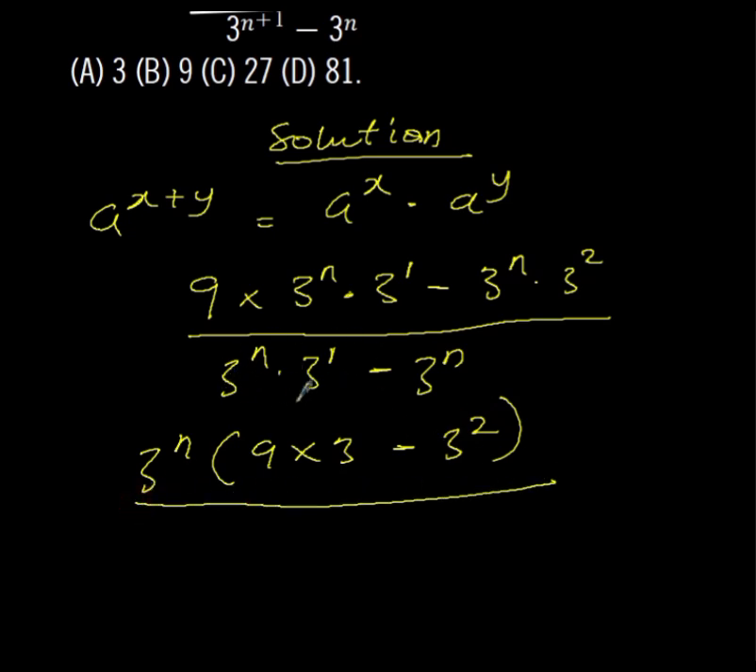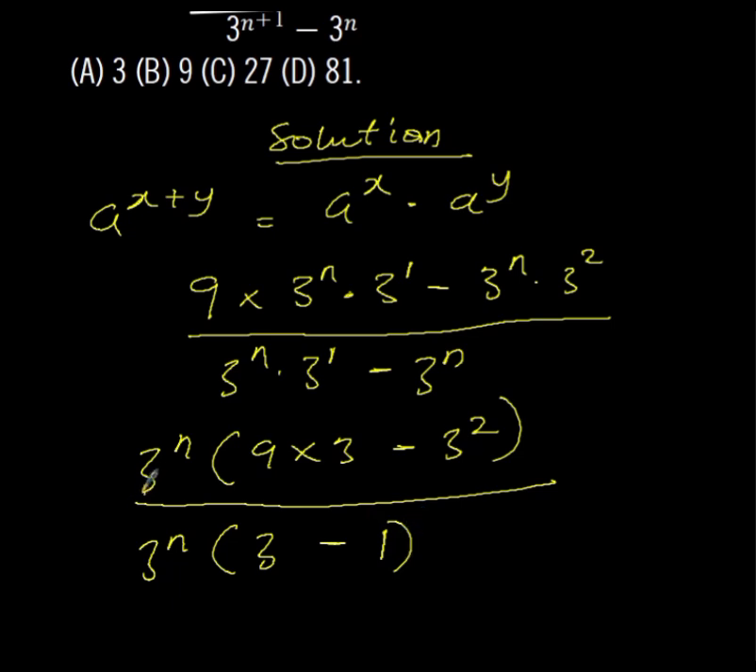We can also factorize the denominator by bringing out 3 raised to power n as the HCF. 3 raised to power n into 3 raised to power n has gone out. What we have left is just 3 raised to power 1, which is 3, minus 3 raised to power n cancels out 3 raised to power n, and what we have left is 1, because if they divide themselves, you have 1.